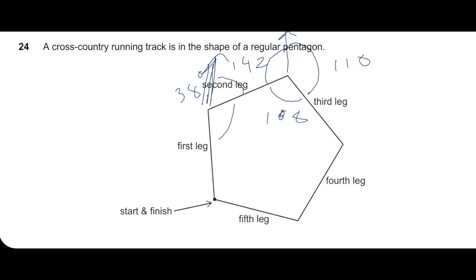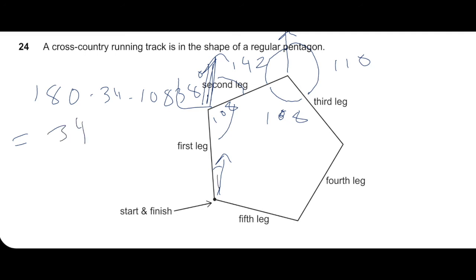And this is 108 degrees because of the interior angles of a pentagon. Now we're going to draw another north line here. Hopefully your north line will be better than mine. And I want to work out this angle over here. And how am I going to do that? I am going to do 180 minus 38 minus 108, which is equal to 34.